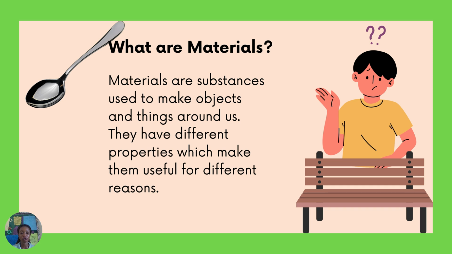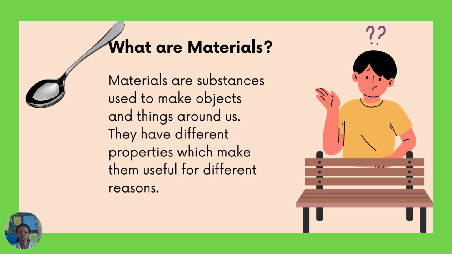When you look around, you see different things. You see your chairs, your tables, doors, windows. Those various objects and things you see around you are made of different kinds of materials. So that's what materials are. They are substances used to make the various objects and things you see around you.